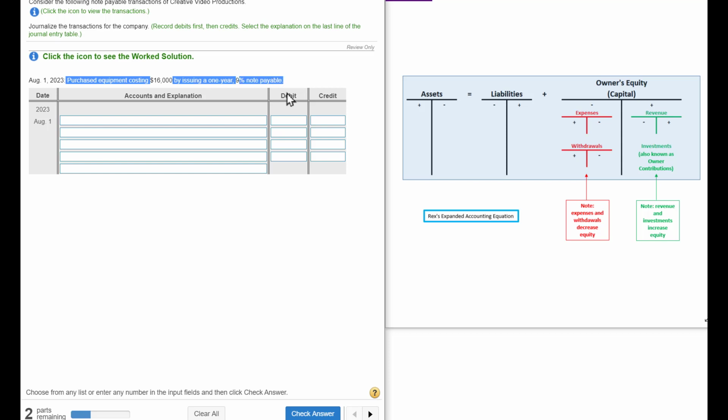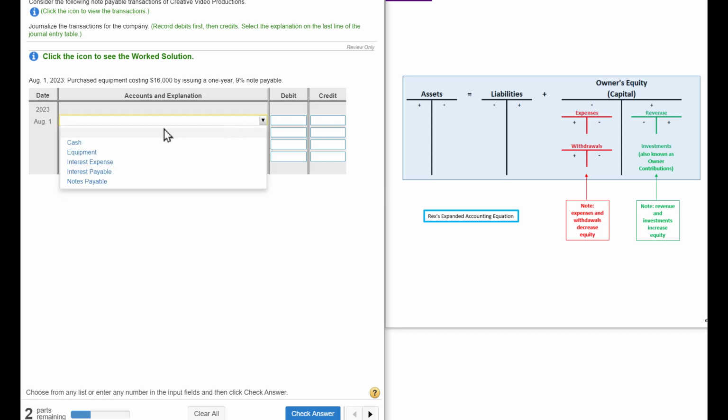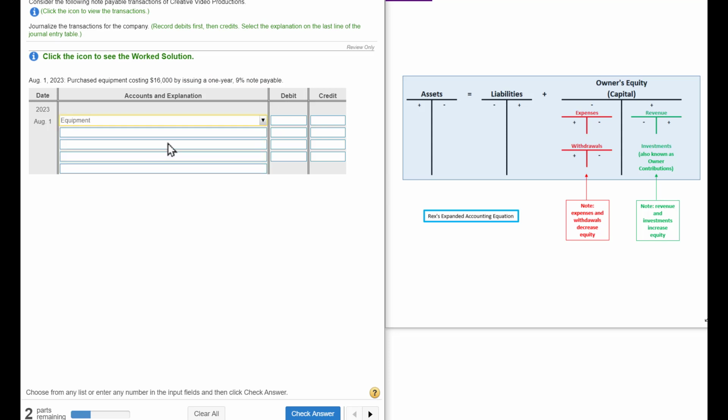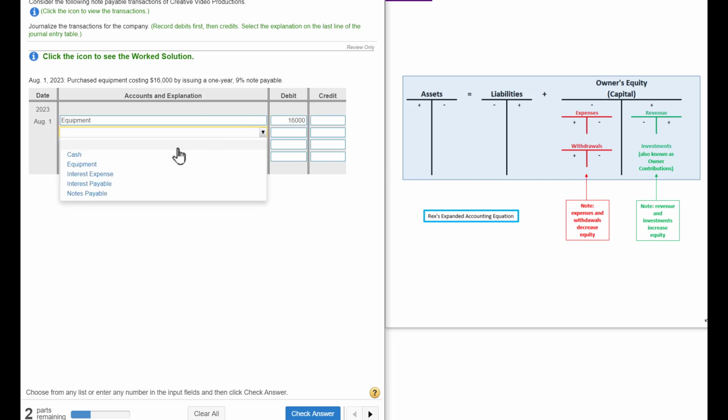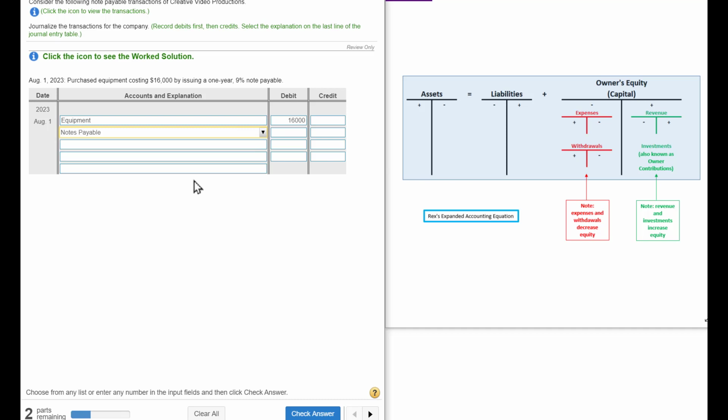So out of this transaction, we are getting equipment. And because we have more equipment, that means equipment is going up. Equipment is an asset, and assets go up with a debit. So I'm going to put the $16,000 as a debit for equipment. And did we pay cash? No, we gave a note payable. And note payable is a liability, and the liability is going up, therefore it is a credit.